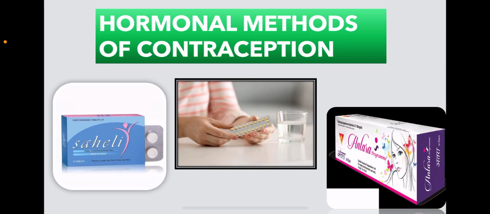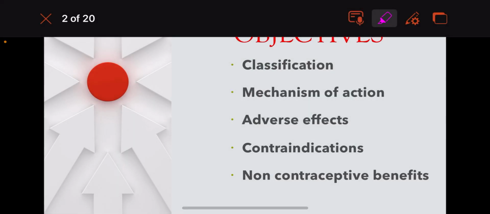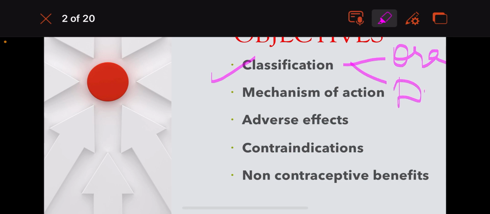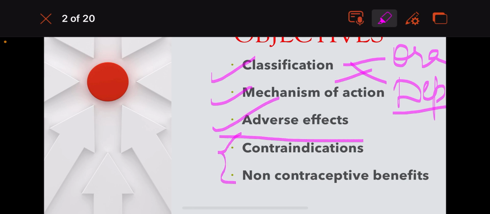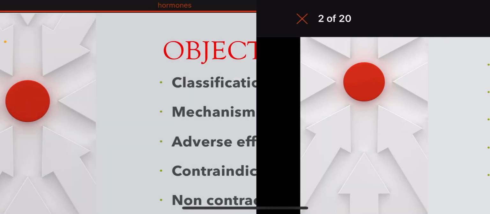Welcome back. Under the hormonal methods of contraception, in part 1 of the video, we studied the classification. Under the classification, we dealt with the oral pills, and we have the depot formulations, which we'll be dealing with now in this video. The mechanism of action of OCPs is done, and the adverse effects. We will deal with the contraindications and the non-contraceptive benefits of OCPs and depot formulations as well.